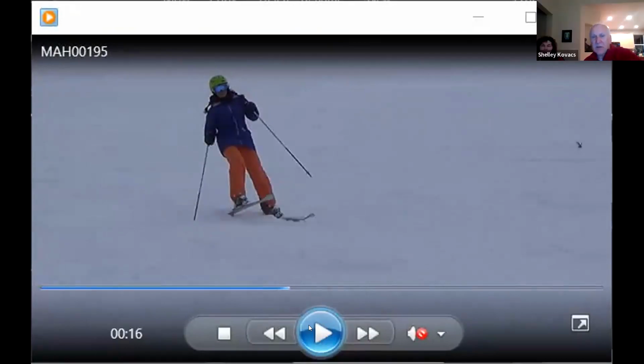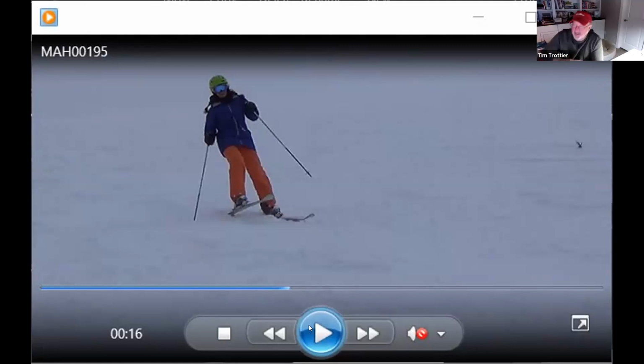And perfect. Stay right there, Tracy. This is awesome. And I know when that happens, and you have more weight on that inside ski, and you start to turn with your whole body, does the outside ski start to turn?